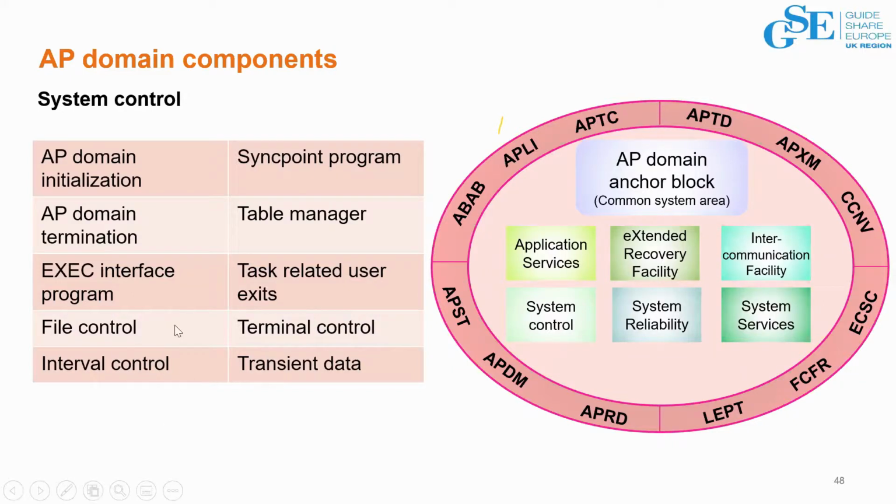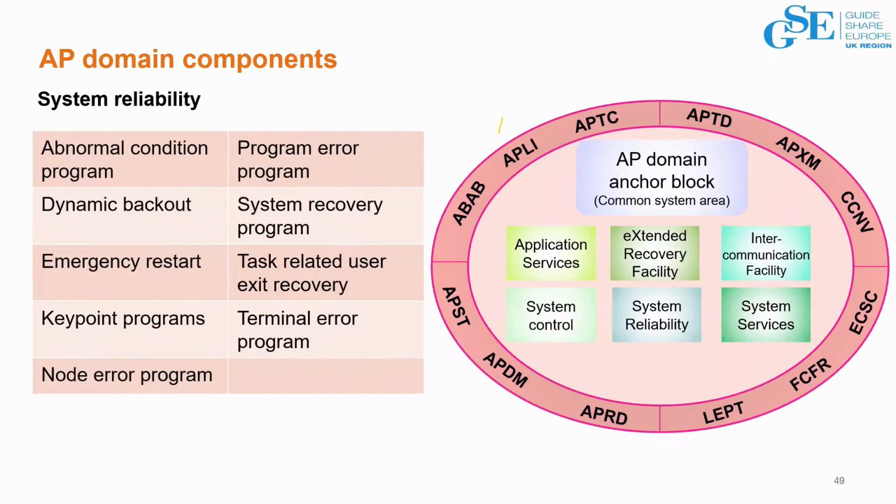So this is kind of a summary. The 2 ones that I find really interesting are, of course, file control and interval control. None of those have been made into separate domains yet, right? But, you know, watch this space. You just never know when they'll separate it out into its own domain. Terminal control, I doubt will ever be its own domain because nobody cares, right? But transient data, as I mentioned earlier, is still in the AP domain. And then some of the system reliability functions like dynamic backout, emergency restart, and keypointing are all functions within the AP domain. So you could see that there's still quite a bit of functionality within the AP domain, plenty of room for IBM to separate out into separate domains, should they choose to.